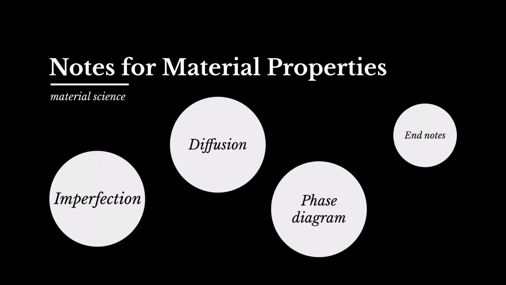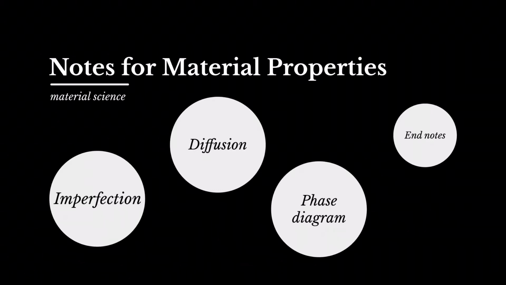Okay, so this is the second lecture of our course. We will discuss the properties of materials. Okay, so some properties in material science. I will start with what we call imperfections.